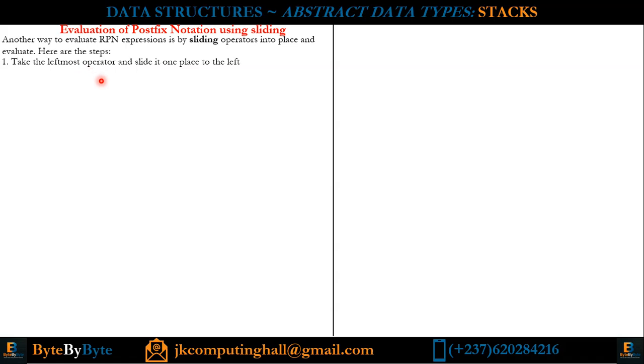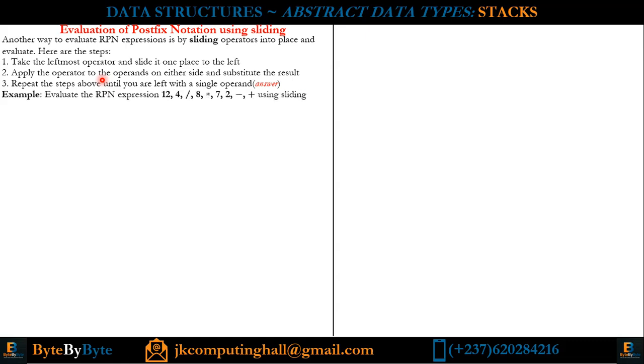Take the leftmost operator and slide it one place to the left. That is, you just move it one place to the left, because when you are moving one place to the left, automatically it will be in between 2 operands. Apply the operator to the operand on either side and substitute the result. Repeat the steps above until you are left with a single operand, which is going to be our answer.